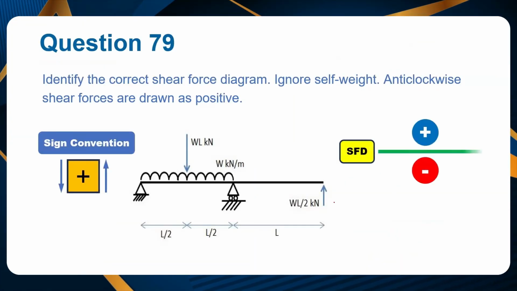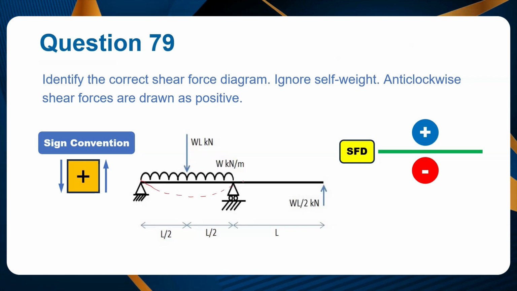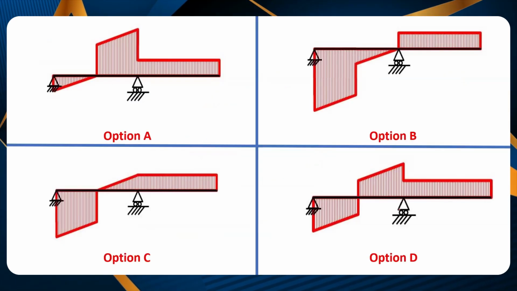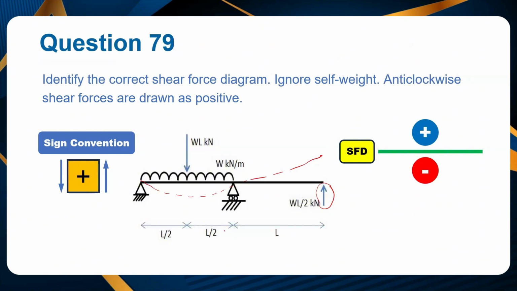This is a sign convention which I will use. We have to identify the correct shear force diagram. Ignoring self-weight, anti-clockwise shear forces are drawn on the positive side. If I draw the reflected shape of this beam, we will have something like this. We have a point load applied over here. This is a little bit confusing a question, so I'm not able to see which option is correct. So I will do small calculations to see which one is correct.